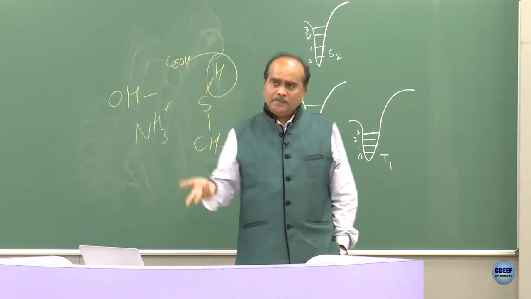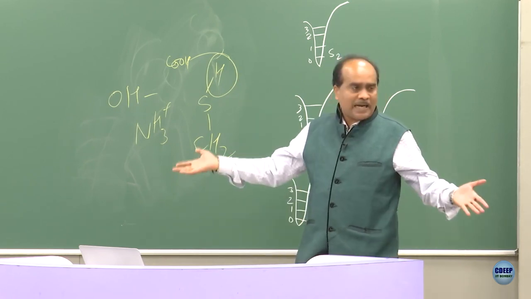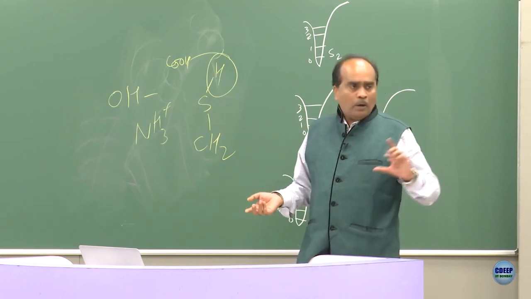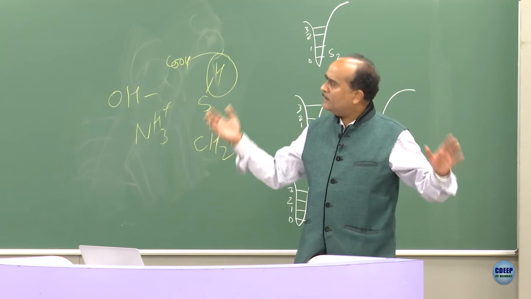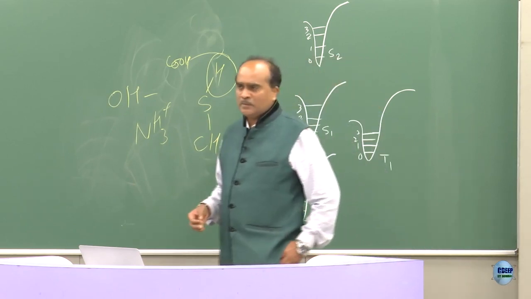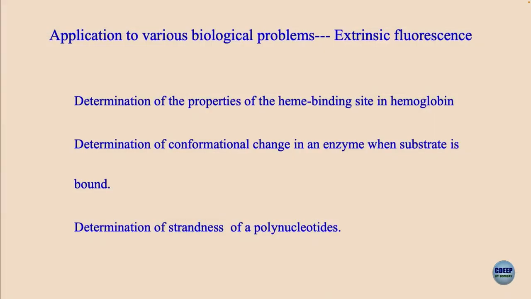In intrinsic, tryptophan and tyrosine come, and also heme, flavin, FAD, NADH. In extrinsic, there are various dyes that can bind. Two common, very easy ones are ANS, FITC, fluorescein and all those. You can attach, say, SYBR Green on any of such things, even covalently you can attach Alexa dyes. Those dyes you can attach to the tyrosine, right. So we can use this for various properties, say determination of a heme binding site in hemoglobin, determination of conformational change when substrate binds, determination of strandedness in polynucleotides. Various applications you can do, we will go in detail and see.